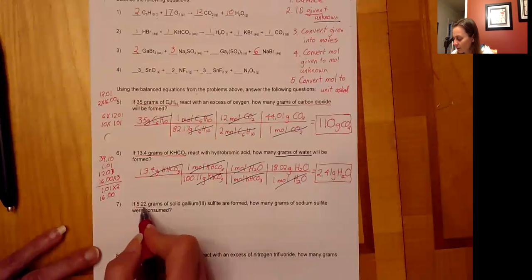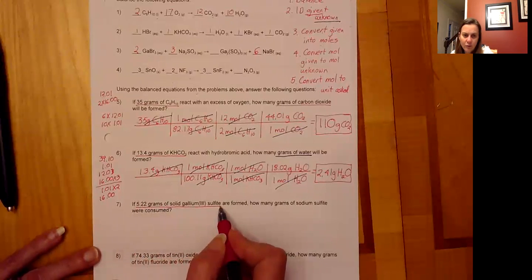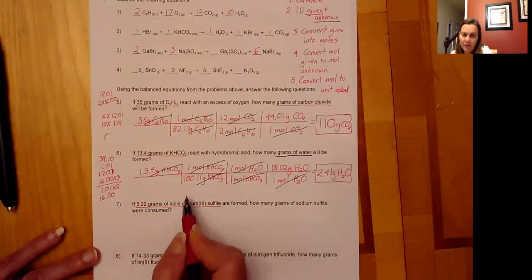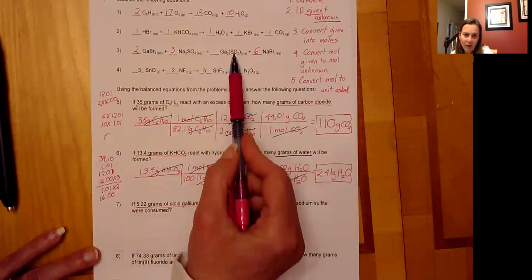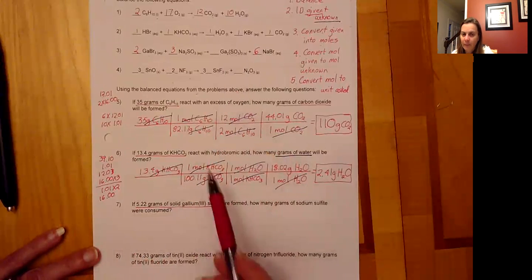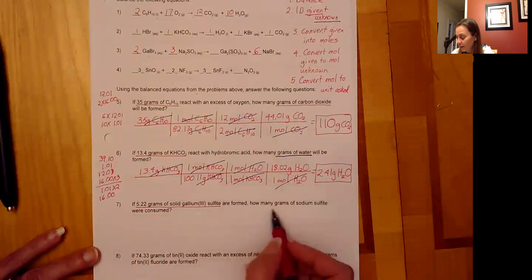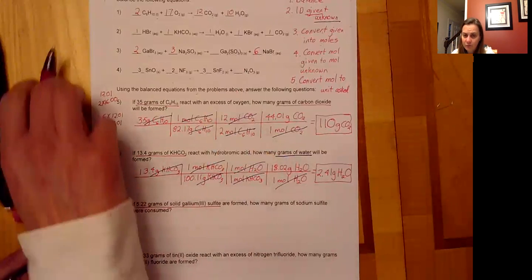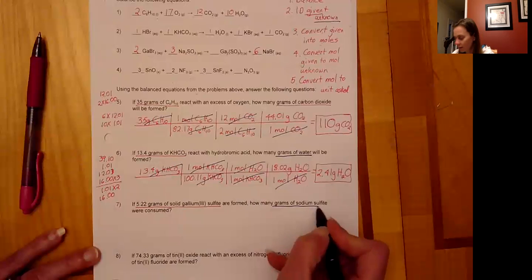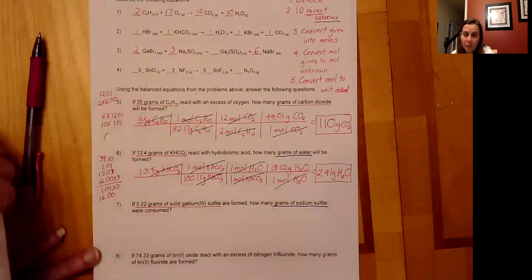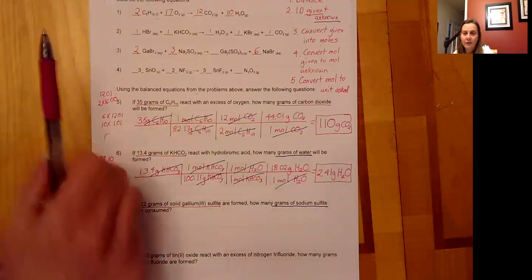So it's important that we pay attention as we're doing these to what the mass is, what substance the mass is, and recognize that here we're being given gallium-3 sulfite. That's a product. It doesn't matter whether we start with products or reactants, we just need to know what we're starting with. And it asks us to find how many grams of sodium sulfite were consumed. So grams of sodium sulfite are my unknown. So I'm starting with a product and trying to figure out how much reactant I must have used.